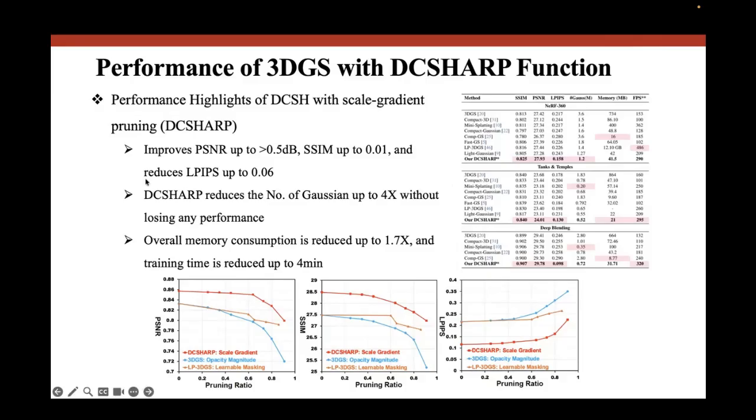Additionally, we also change the pruning ratio to observe the resilience of 3DGS ARP in comparison to the SOTA pruning strategies like opacity magnitude based pruning or pseudo rendering with learnable mask. So we observe that DCSH ARP seems more resilient with higher pruning ratios in terms of all three scores.